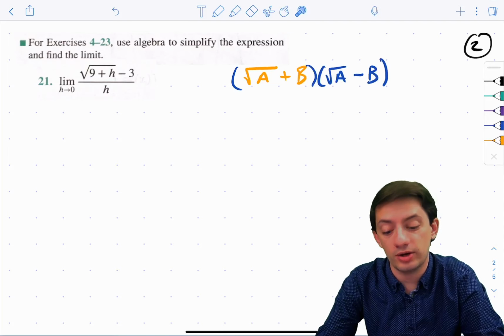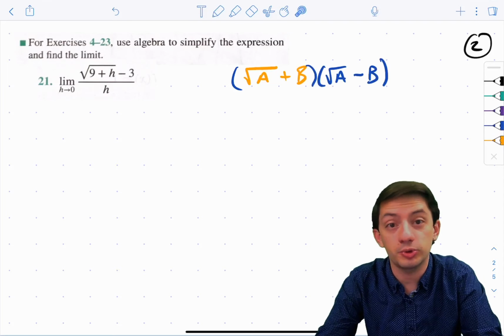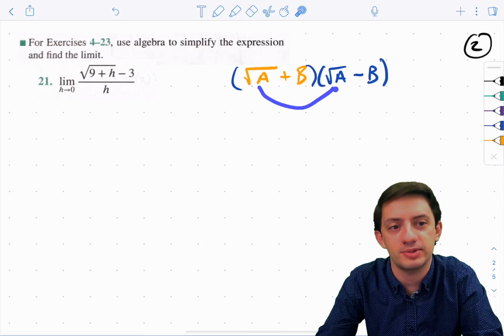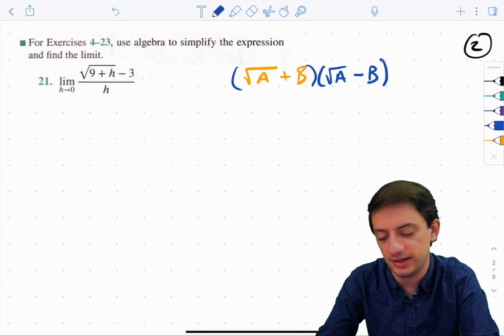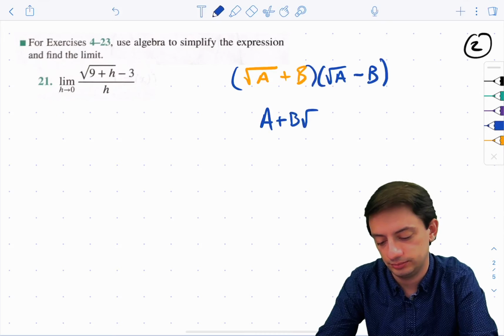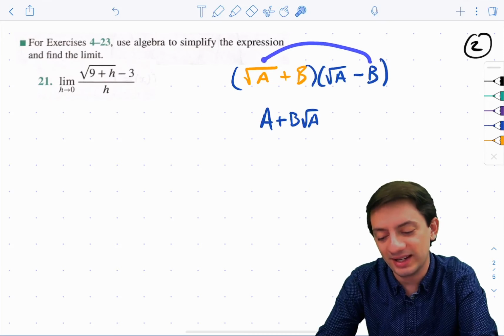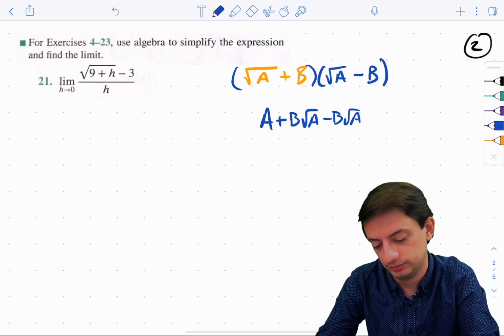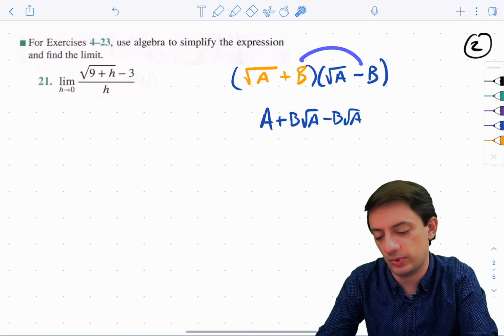That's going to make the square root vanish because when you multiply these out, now this is really tricky, but when you multiply these out, you have the square root of a times the square root of a. That's just a. Then you have a plus b times root a. Then you have a minus b times root a. And then you have a minus b squared.